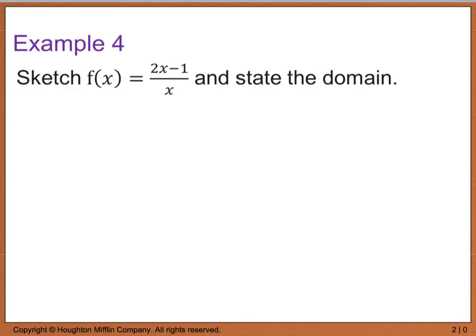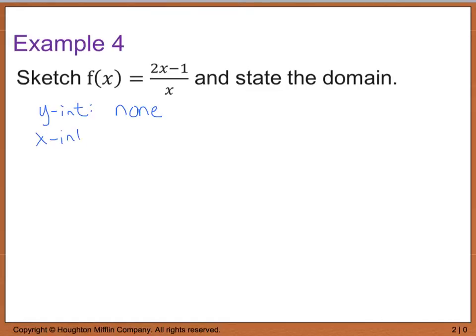Next, I'm going to sketch f of x equals (2x minus 1) divided by x, and then I'm going to state the domain. So I'm going to go through the whole gamut where I have my y-intercept, and I find this by substituting 0 in for x, and that's going to give me nothing, because if I plug a 0 in for my denominator, I'm going to get an undefined function. So I'm going to say none.